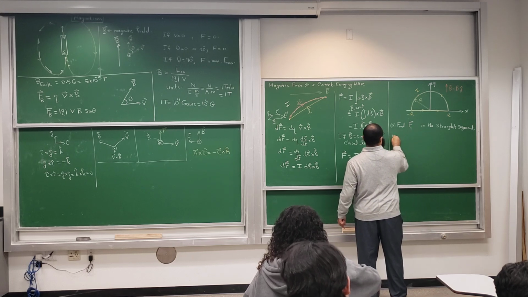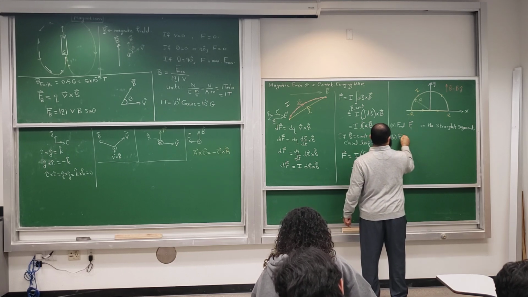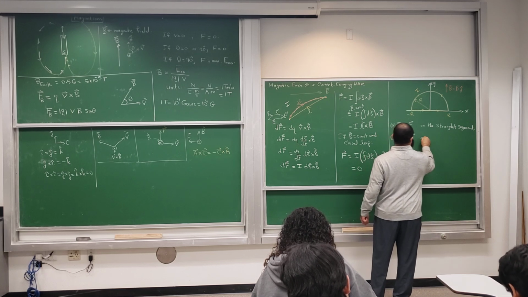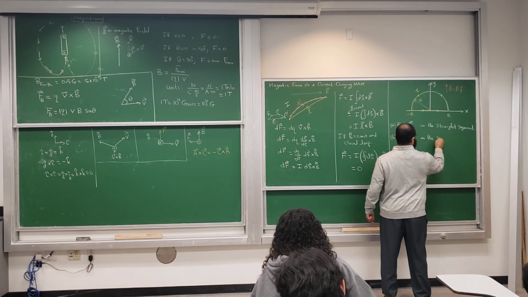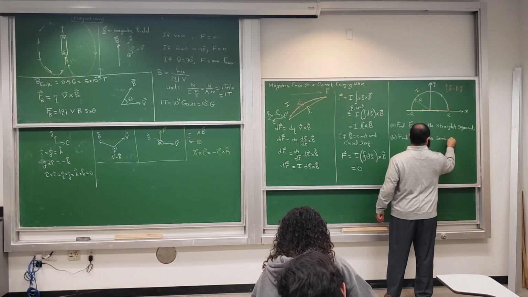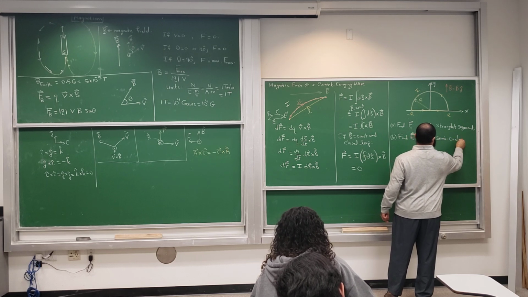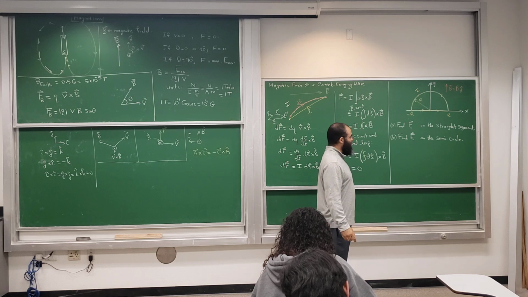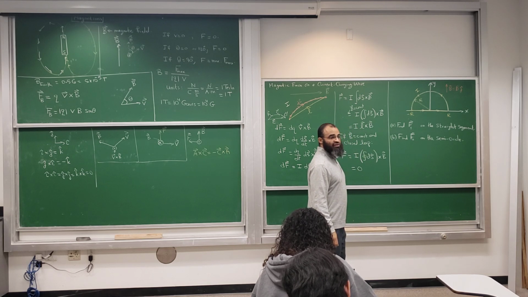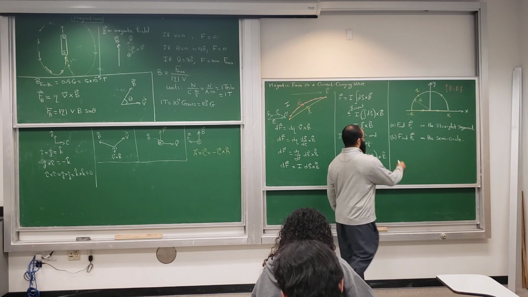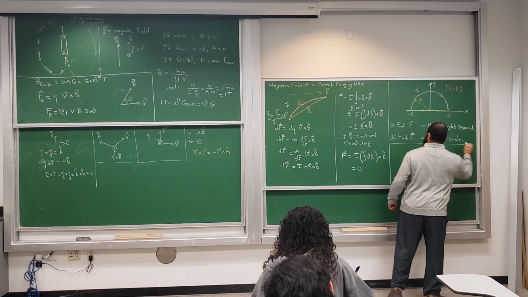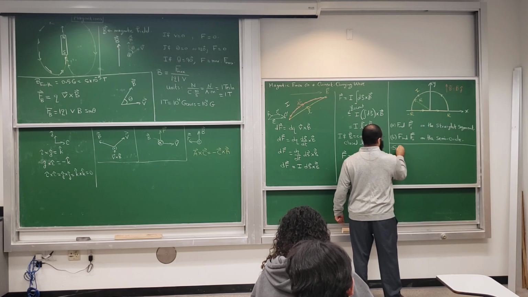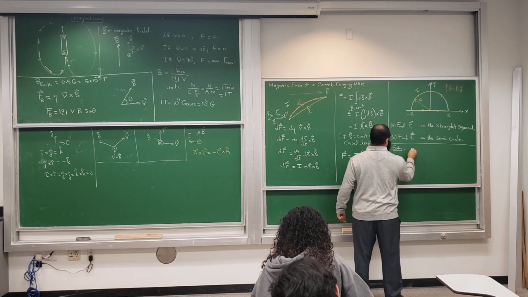Semi-circle and push and call it F2. On the semi-circle. So let's start with the easy one, which is the segment, and then we'll do the semi-circle. So this is the solution, right?